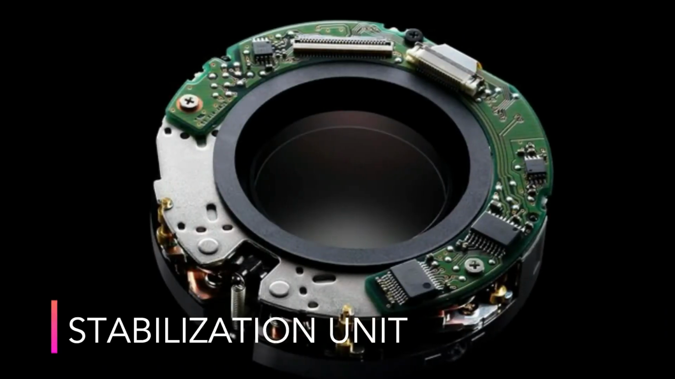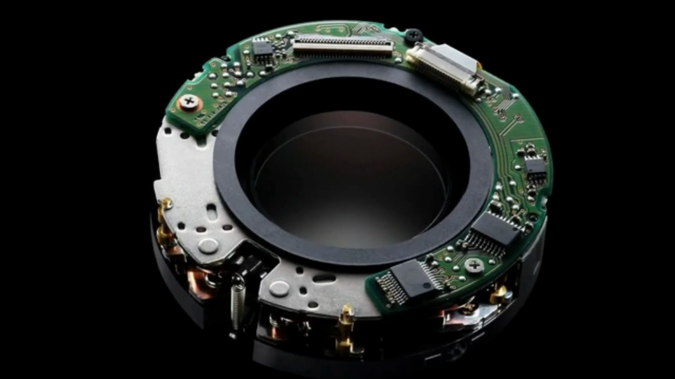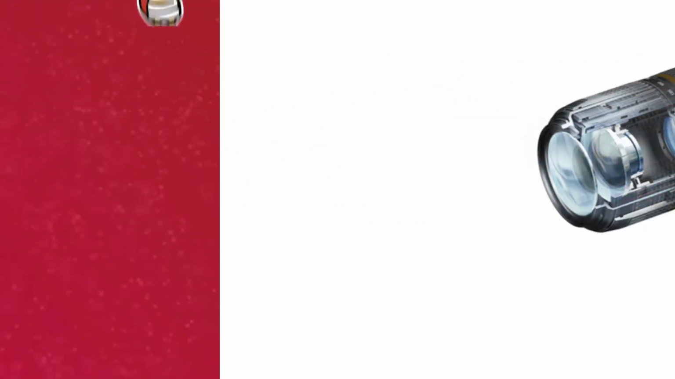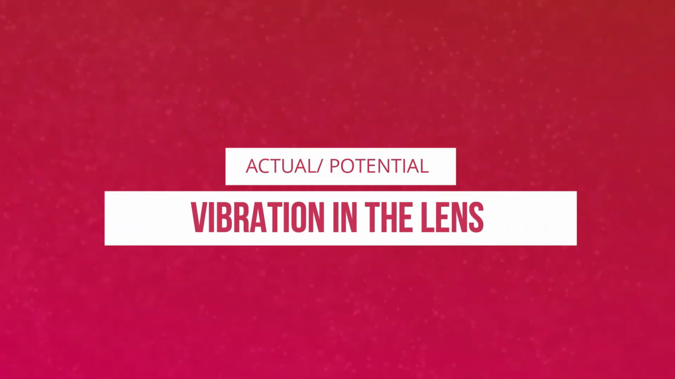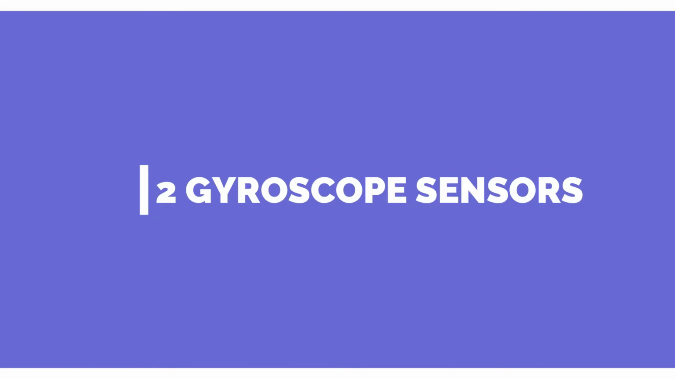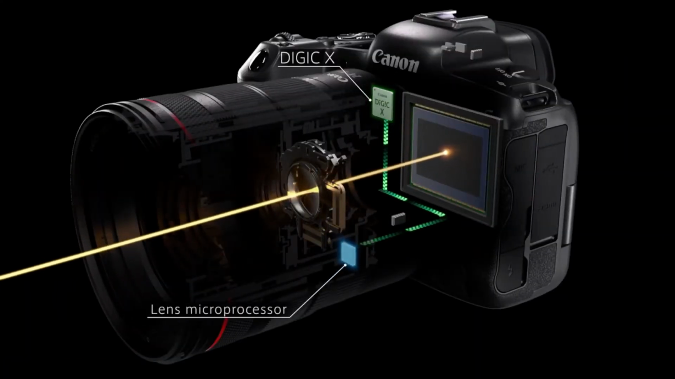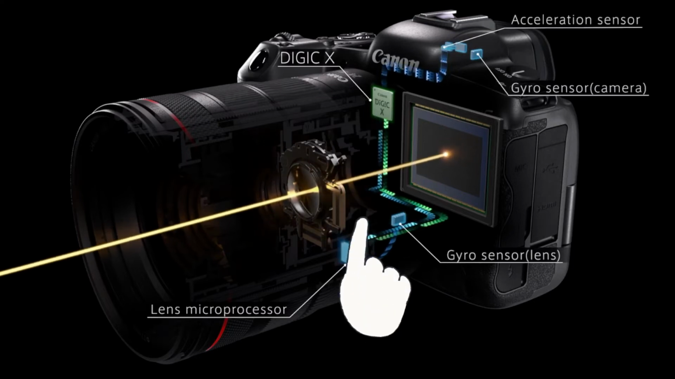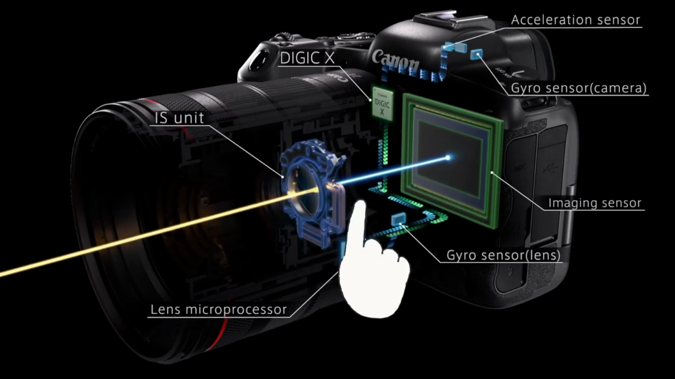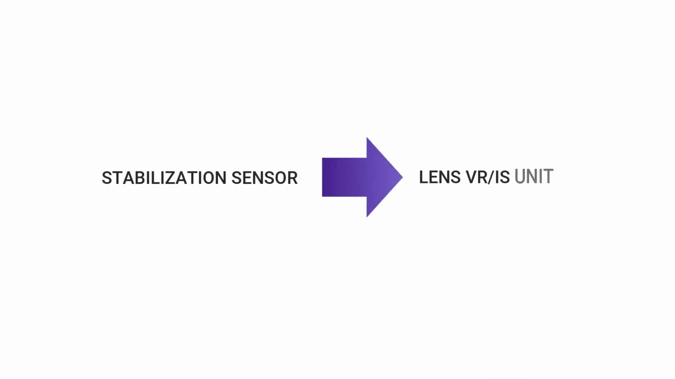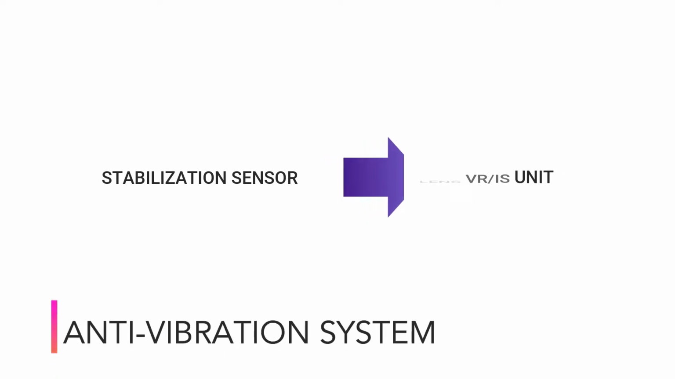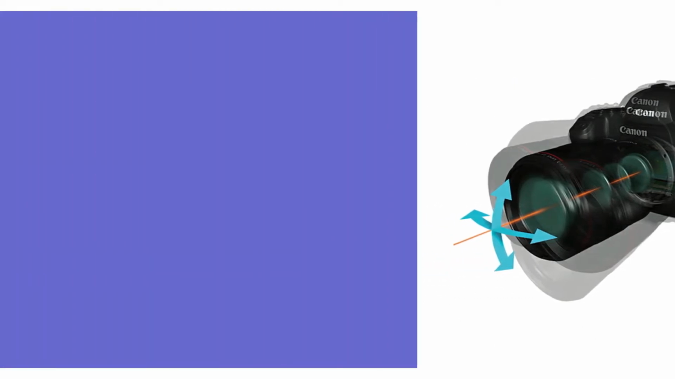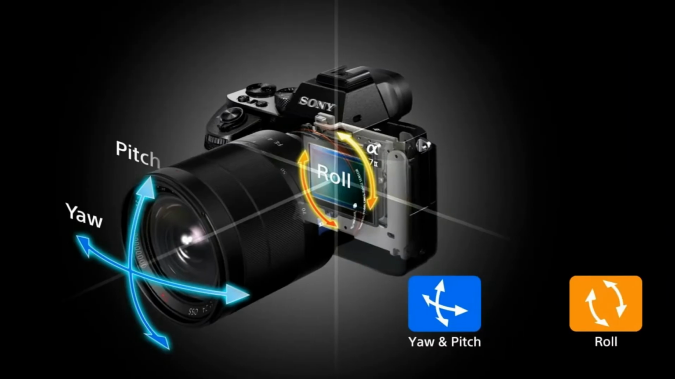Here you can see the lens stabilization unit. Whenever the light passes through the stabilization unit of the lens, it calculates the actual and potential vibration. The lens uses two gyroscope sensors to measure the abnormalities, and then it sends the information to the microprocessor positioned in the lens to counter lens vibration. Then the lens manages the abnormalities like this. The sensor sends instruction to the lens's vibration reduction unit. The vibration reduction unit helps the lens elements to move in the perpendicular direction to counter the camera and lens vibration up to a significant level.